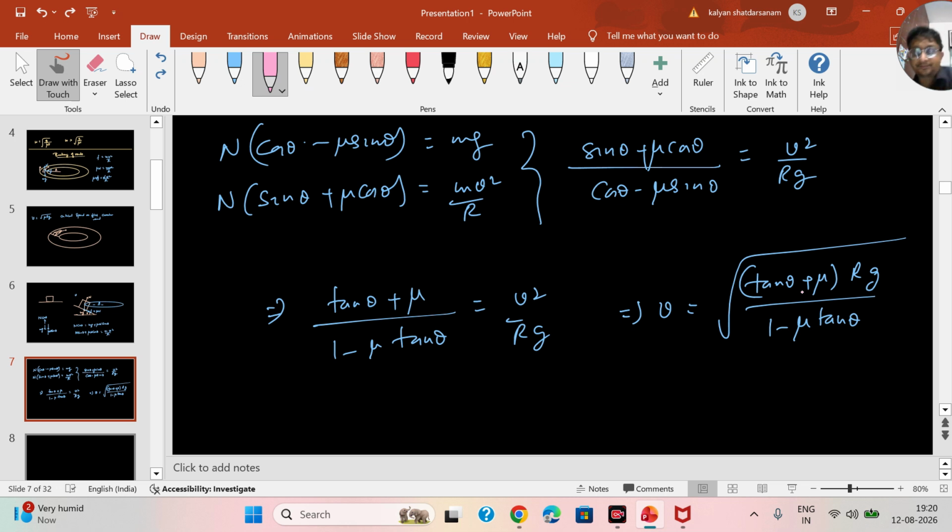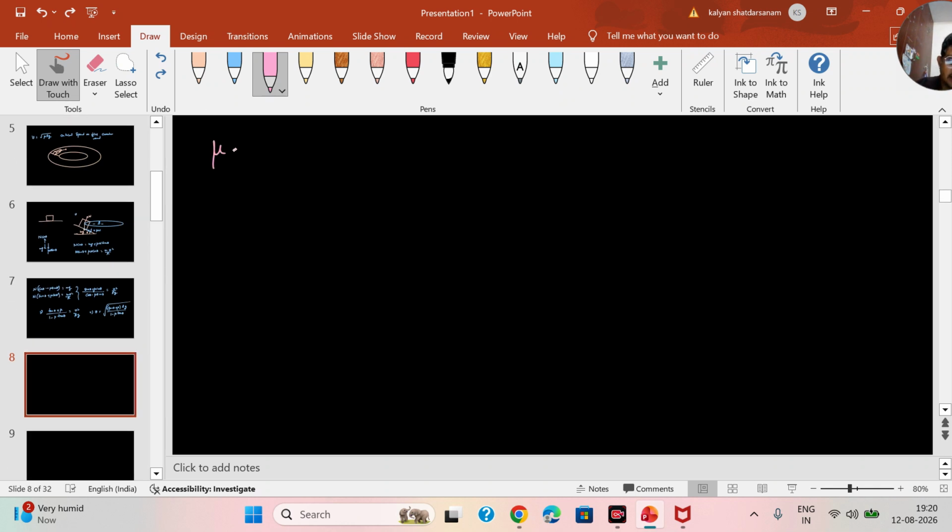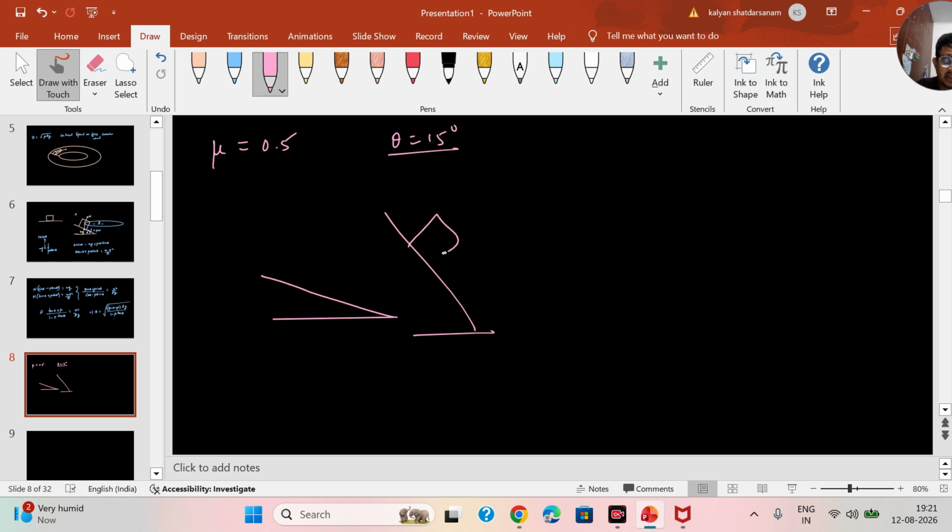are not skidding. For example, let me take, suppose mu as, I'm just taking some values, 0.5. Okay, and I will take theta as 15 degrees. We cannot bank too much also. The road should be banked by less angle. If you bank too much, then a stationary vehicle will start sliding down. That is another danger. So let's check these values.